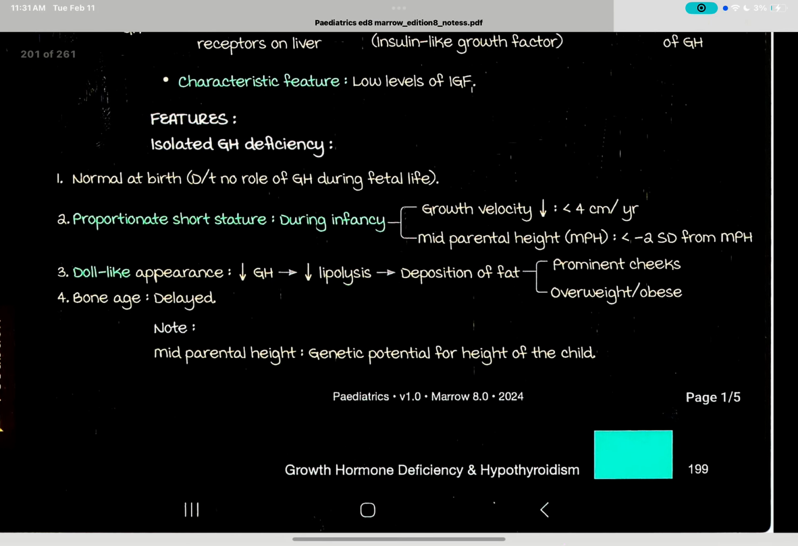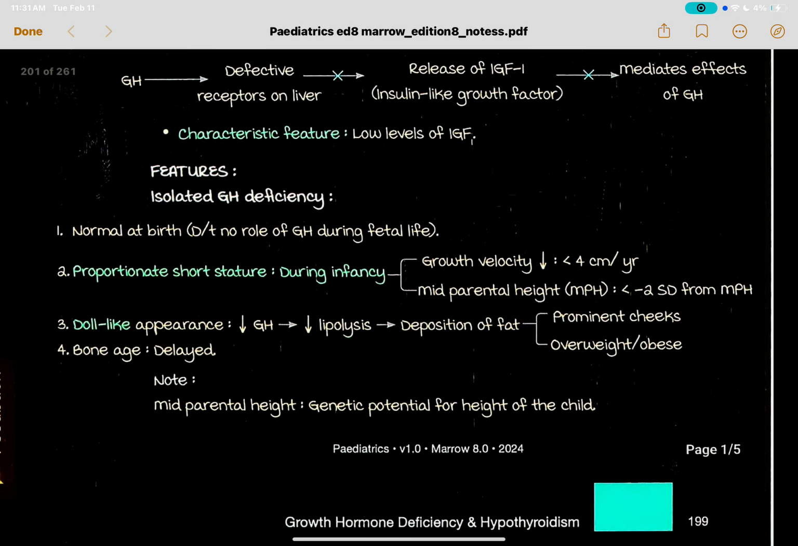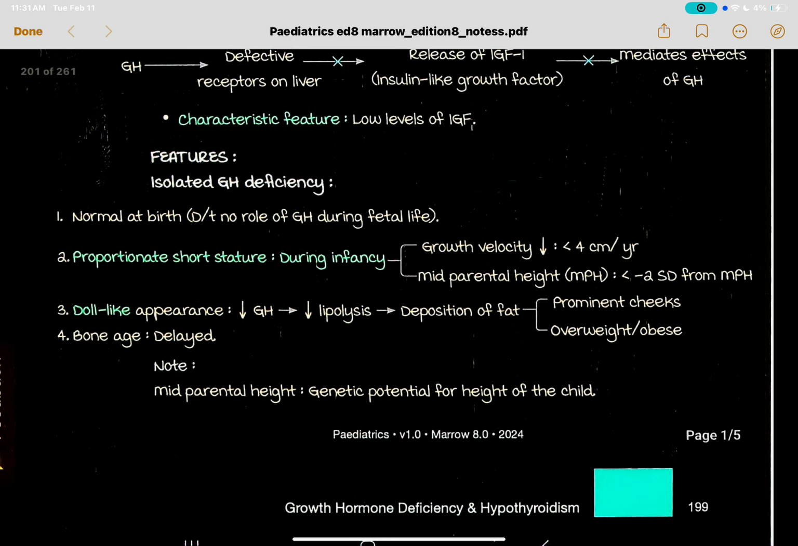Features of isolated growth hormone deficiency. Normal at birth because there is no role of growth hormone during fetal life. Then a proportionate short stature during infancy. Growth velocity is decreased, less than 4 cm per year.